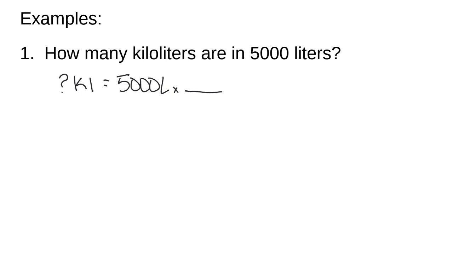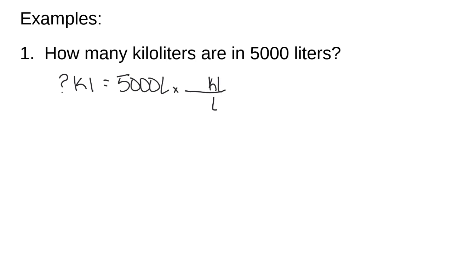If we have liters on top right now, that's where we're at. In order to cancel liters, we're going to need to move liters to the bottom, because if we have top and bottom, they're going to cancel out. And from liters, that's kind of like home base. We can go anywhere we want within volume and capacity. So from liters, we can get to anything. We really want to get to kiloliters. So we're going to move from liters to kiloliters.